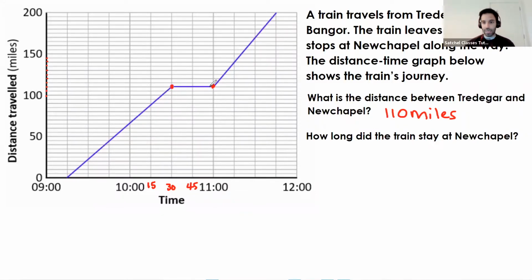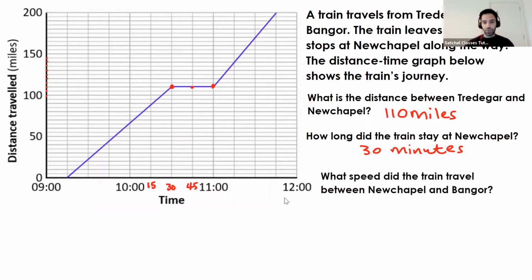So that means the train stayed at New Chapel for 30 minutes. So from here to here, or we can just count. From here to here, that's 15 minutes. And from here to here, that's another 15 minutes. All right. And let's move on to the next question. What speed did the train travel between New Chapel and Bangor? So the speed.